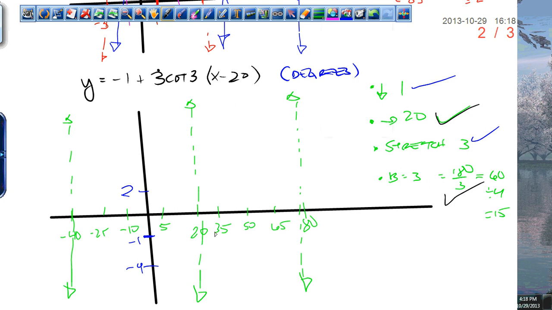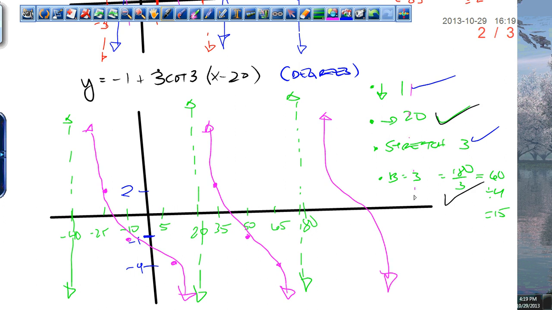So let's go with our original one first here. My middle point is going to be 50 comma negative 1, 35 2, and 65 negative 4. And then once again we repeat it again, there, and here. You can do another one if you want. Just go ahead and list out the critical points and do all that stuff. You only need 2 cycles worth.